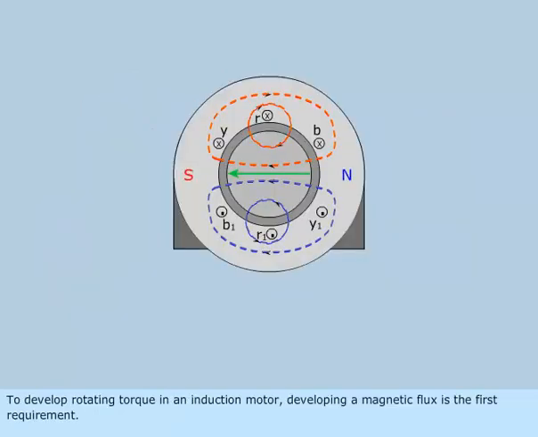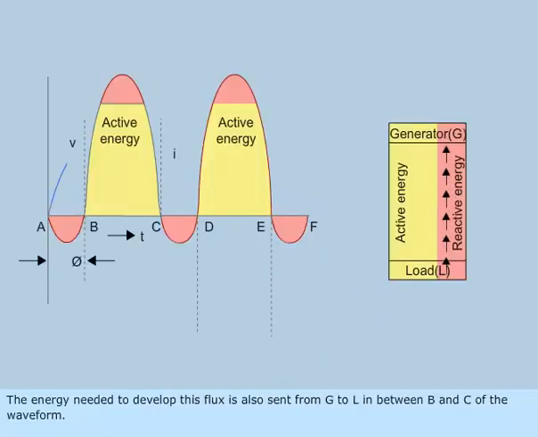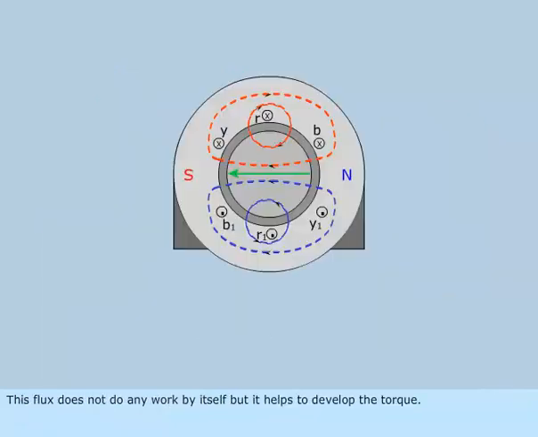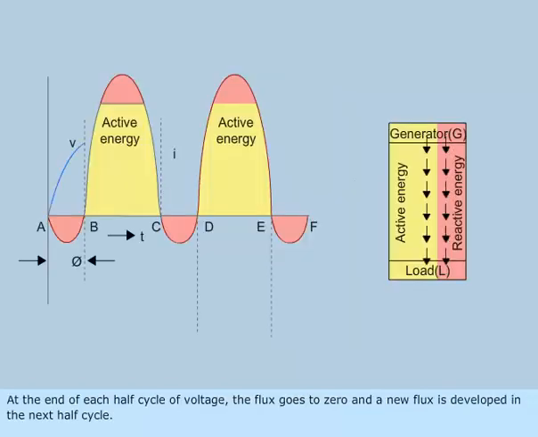To develop rotating torque in an induction motor, developing a magnetic flux is the first requirement. The energy needed to develop this flux is also sent from G to L in between B and C of the waveform. This flux does not do any work by itself, but it helps to develop the torque. At the end of each half cycle of voltage, the flux goes to zero and a new flux is developed in the next half cycle.